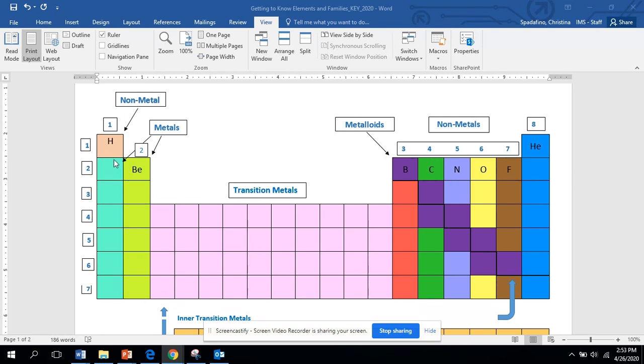So once you have this coloring done, let's go ahead and label the rest here. So you want to put a 2 for row 2, 3 for row 3, 4 for row 4, 5, 6, all the way down to 7.